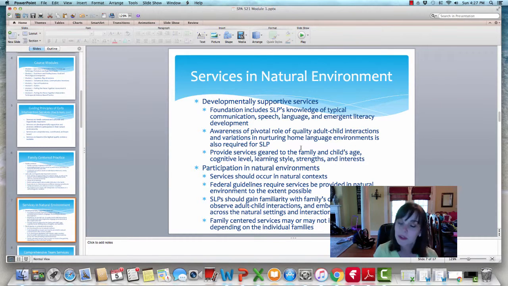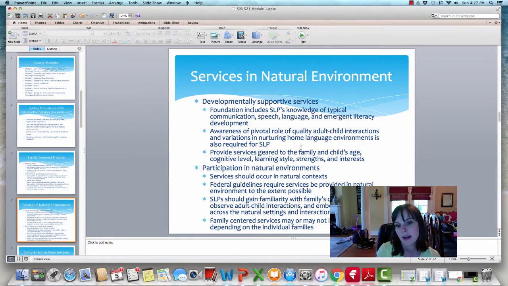Some things that you can do to be in the natural environment and observe the natural environment, observe the daily routines, the bedtime, feeding time, bath time, all these things that you do as part of a natural routine within a child's environment. If you're observing that, you can see those adult-child interactions and see the areas in which we might offer services to help improve those pre-linguistic skills in these children. So find out familiarity with the daily routines, observe the interactions, and embed the interventions across the natural settings and interactions. And we talked a lot about this last semester with the scaffolding parents and teaching parents how to scaffold their children.